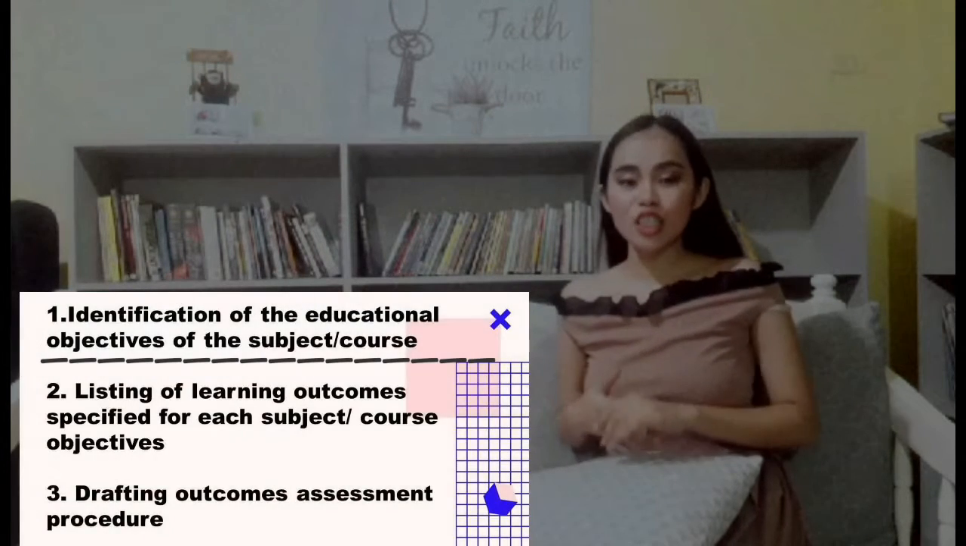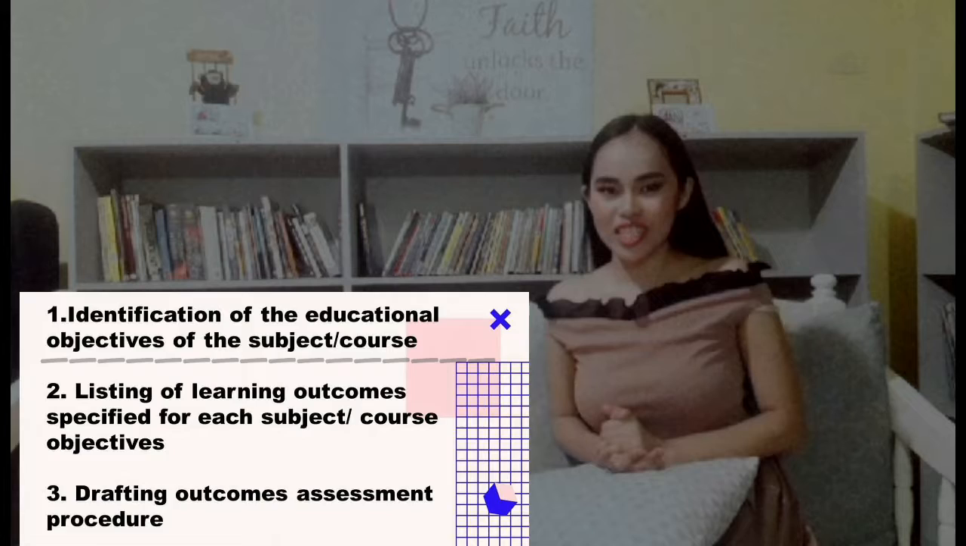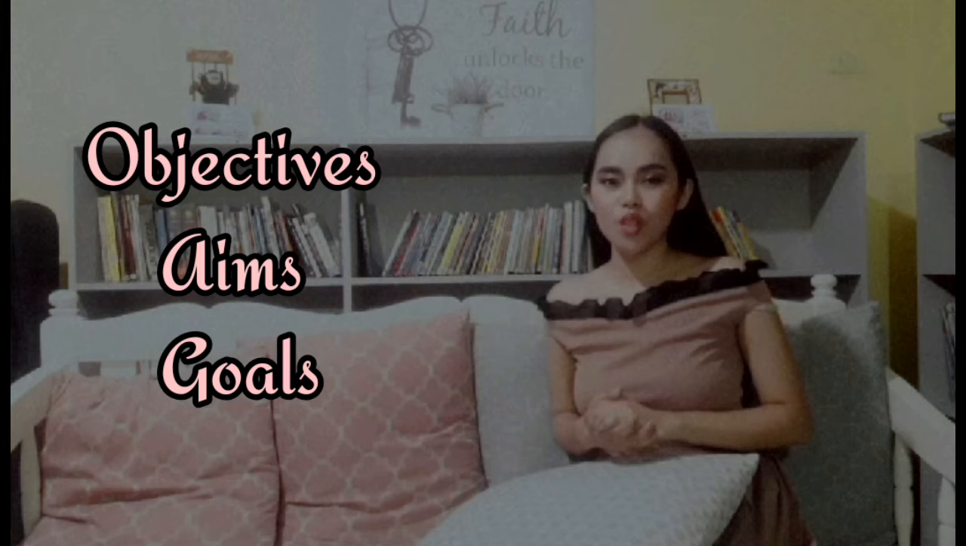And the first procedure is identification of educational objective of subject course. Under it, implementing outcome-based education or OBE is identification of its sets of objectives, aims, or goals. Before taking this comprehensive approach, certainly its standards, expected results must first be reflected, enumerated, and elaborated clearly in its objectives, which will serve as a guiding path in the process of implementation.